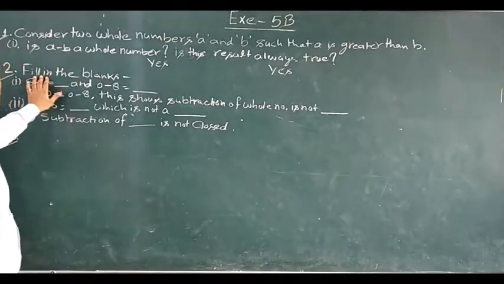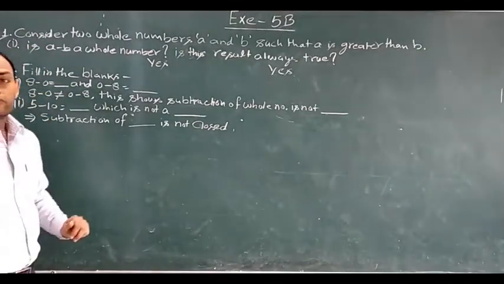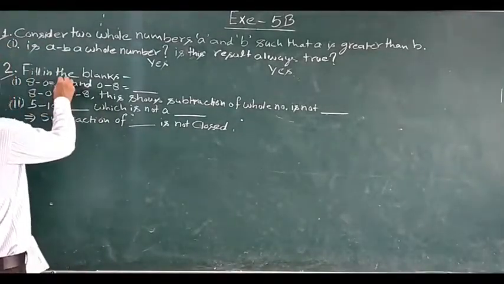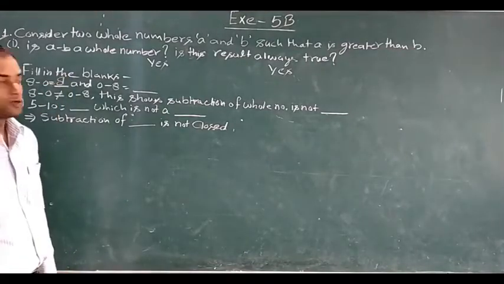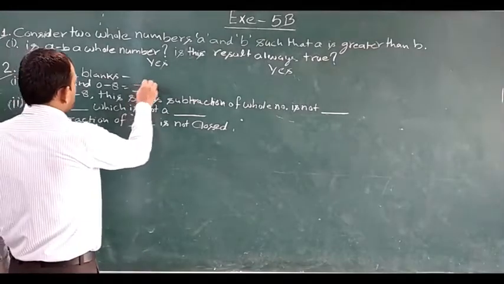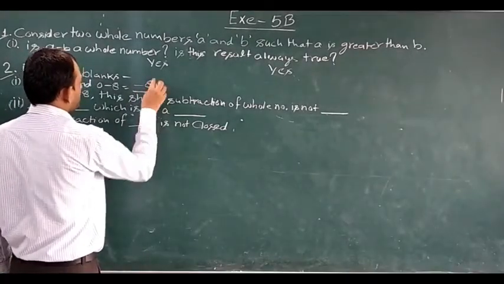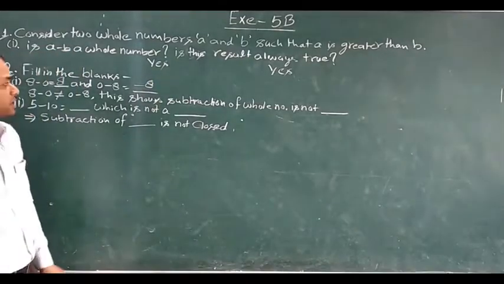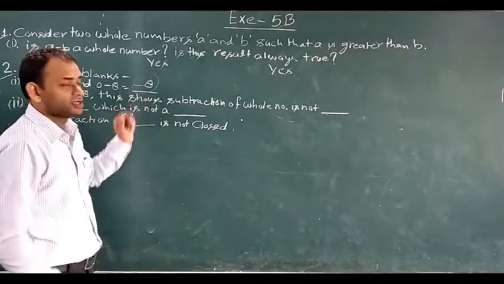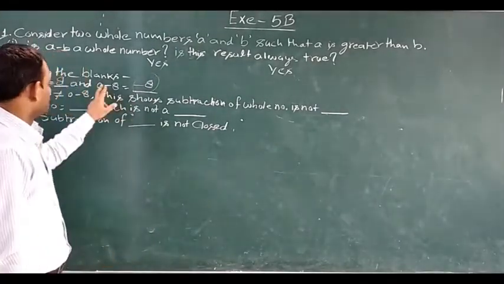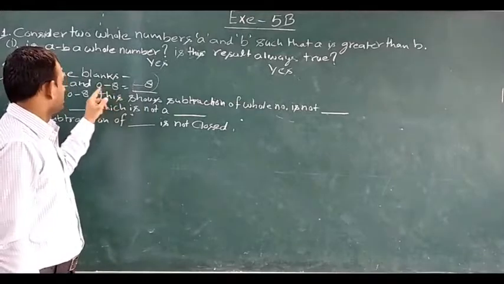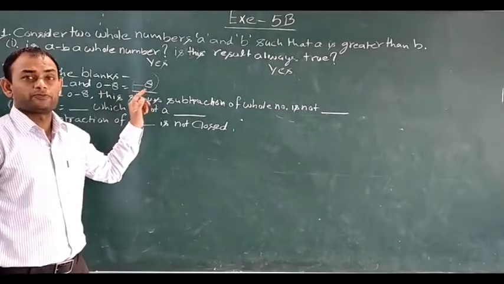Now fill in the blanks. 8 minus 0: when we subtract 0 from any whole number, we get the same whole number. Got it? Now 0 minus 8, we will get minus 8. But this minus 8 is not a whole number. Remember, this minus 8 is not a whole number. In fifth class, you must have learned that when we subtract any number from 0, we get the same number with the negative sign.